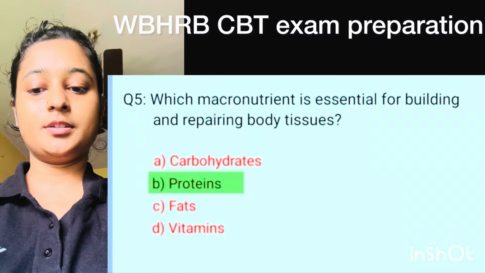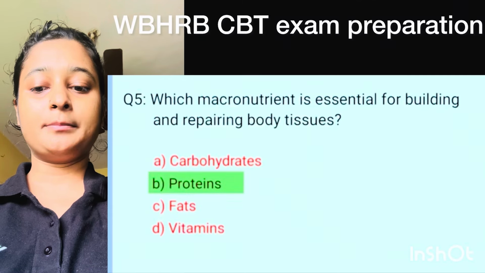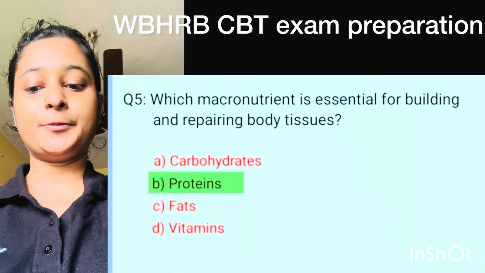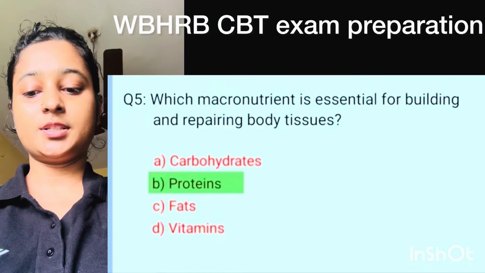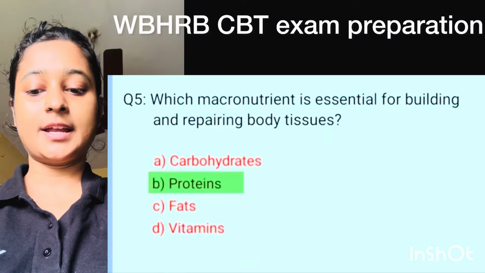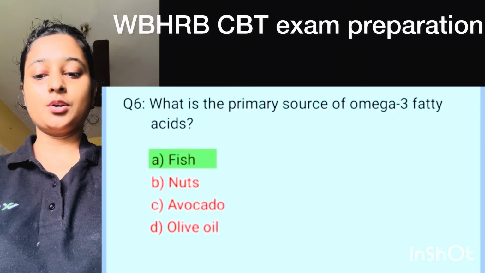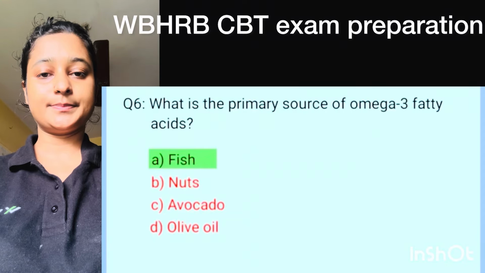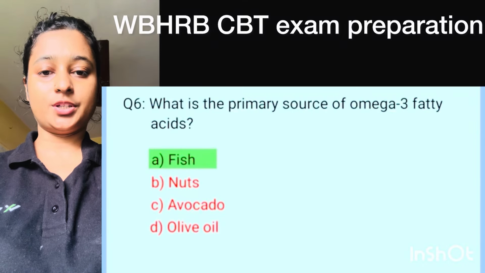Question number 5. Which micronutrient is essential for building and repairing body tissue? Here, correct option is option B, protein, that is macronutrients. Question number 6. What is the primary source of omega-3 fatty acid? Here, correct option is option A, fish.